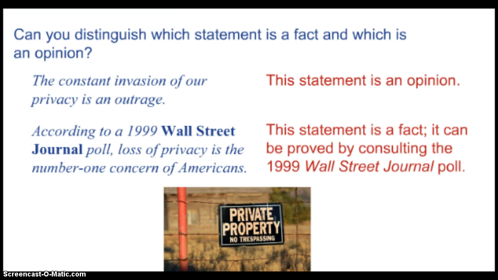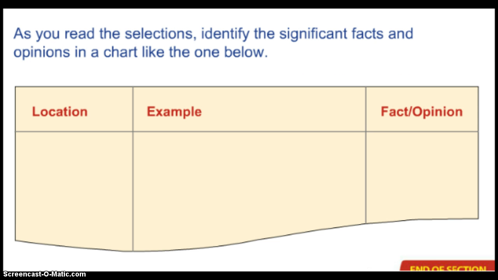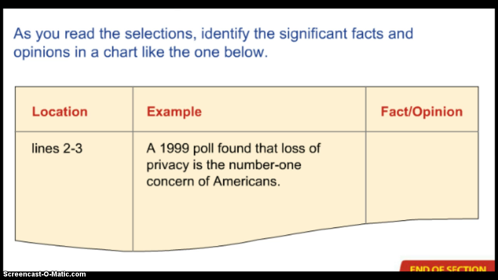So, going back to substantiated, when you can prove it, it's considered substantiated. When it's an opinion that can't be proven, it's considered unsubstantiated. So, as we read the selections in our literature book, we're going to identify the significant facts and opinions in a chart like the one below.